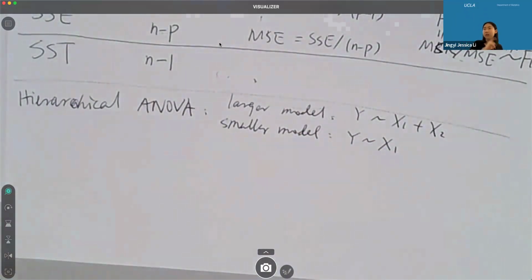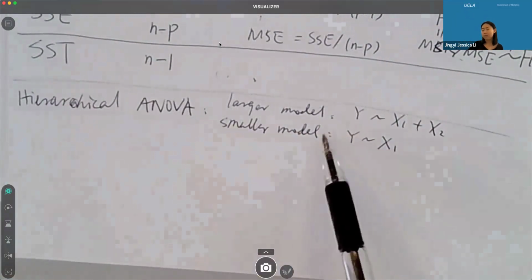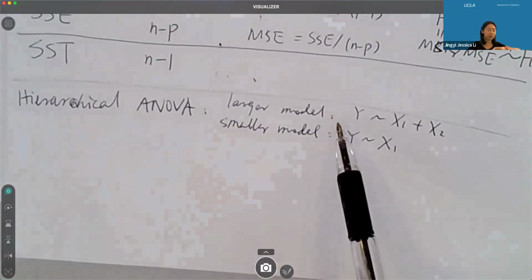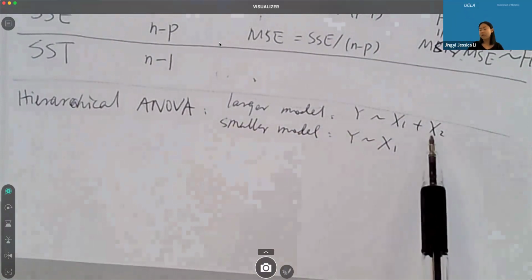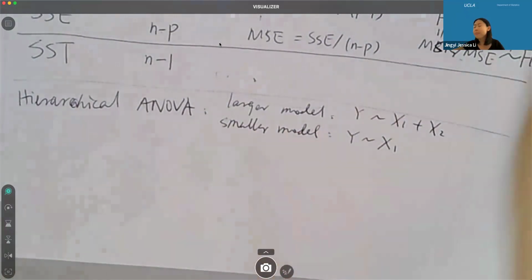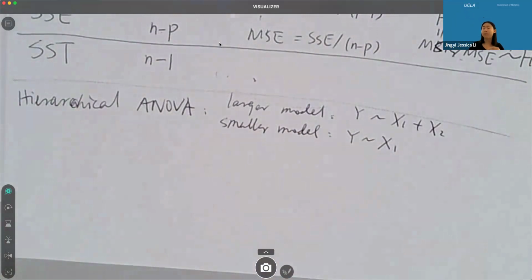In this case, you are just trying to answer the question about whether I should move from a smaller model to a larger model, which basically means whether adding additional covariates X2 gives you a better model for explaining your data. Again, our attitude is always that adding more covariates is not necessarily better. Adding more parameters is not necessarily better because we might be fitting noise in our data.